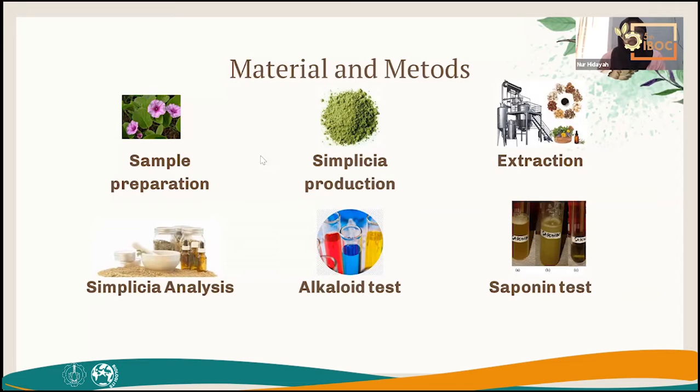We dry the leaf, and then we get the powder of the Simplicia. And then the third stage is the extraction. We extract with three different solvents with different polarity, like N-hexane, ethyl acetate, and ethanol. And then we have some analysis methods. For Simplicia, we have water content and ash analysis. And for the crude extract, we do the alkaloid and saponin test.